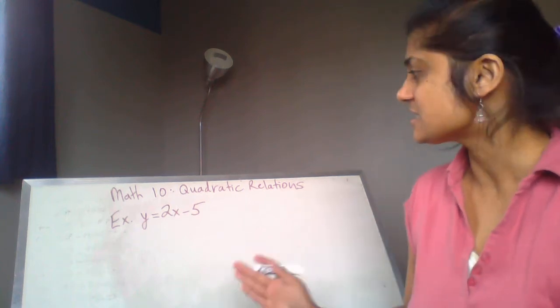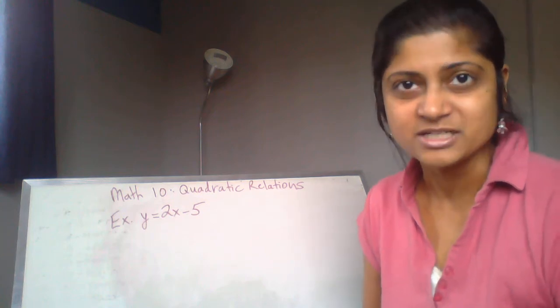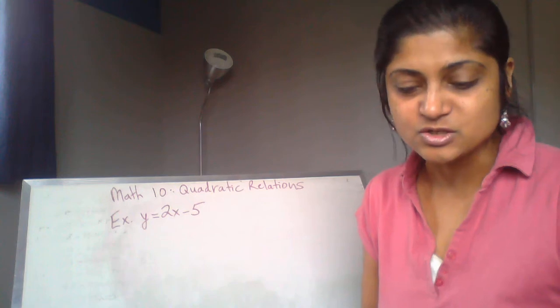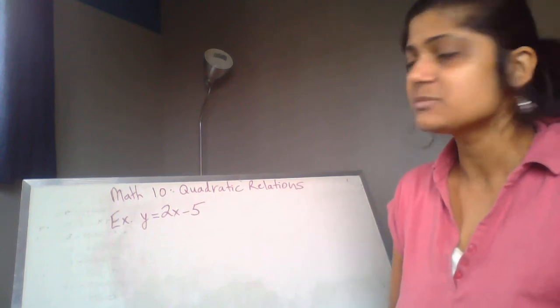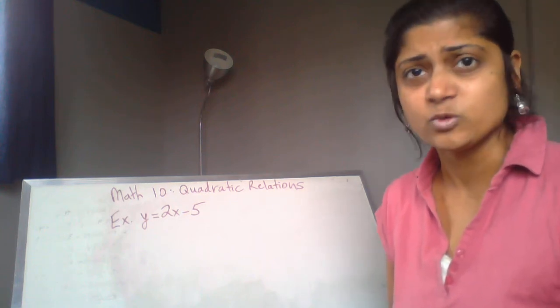Okay, let's try this example. I wrote it on the board. It says y equals 2x minus 5. All right. It says, how can you use finite differences to determine if a relation is linear or quadratic? Okay, and sometimes the teacher will just give you this. It's just going to be like an equation.